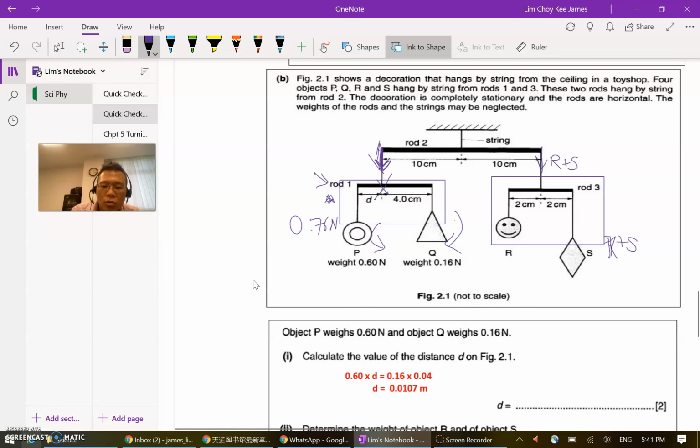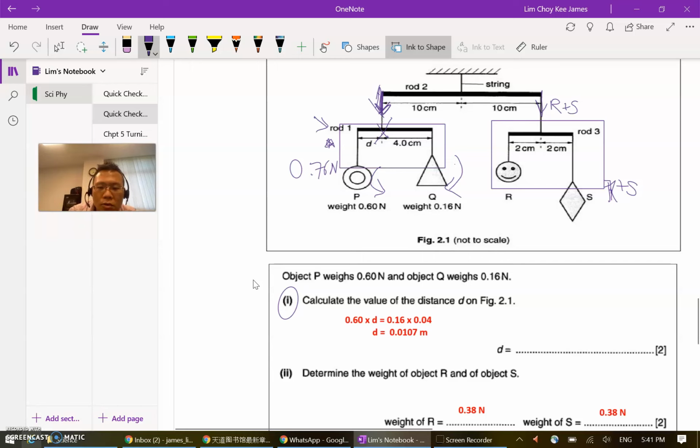So this will be what question 1 is actually asking: how to find the D. We look at rod 1 as an individual. The moment on rod 1 due to force P, where the perpendicular distance is D and the weight of P is 0.6, will be the total anti-clockwise moment on rod 1. And this will be the moment by object Q: 0.16 Newton, and the distance will be 4 cm. Remember to convert it to meters first. After that, since the clockwise and anti-clockwise moments are the same, you'll find that the distance D can be found using algebra.